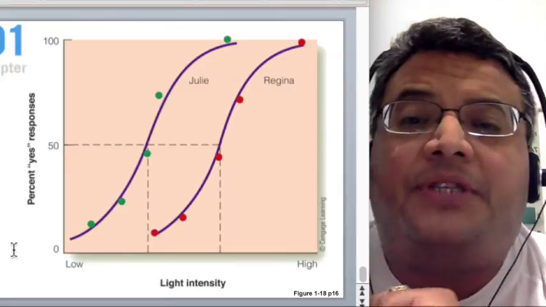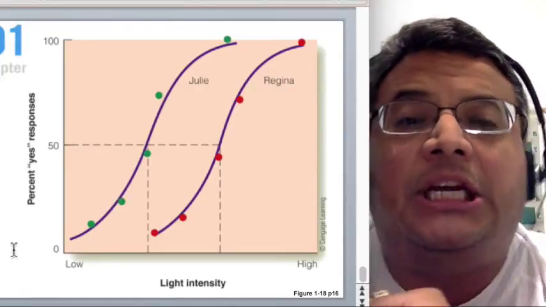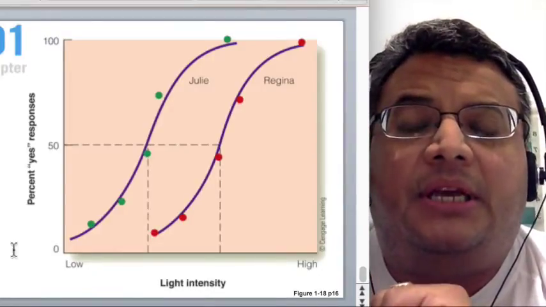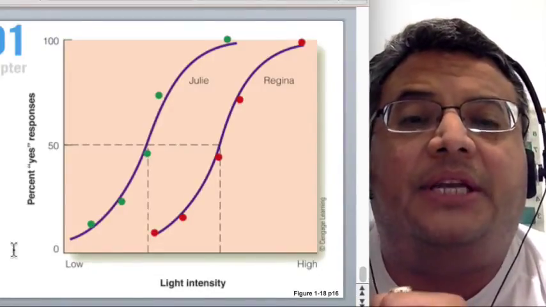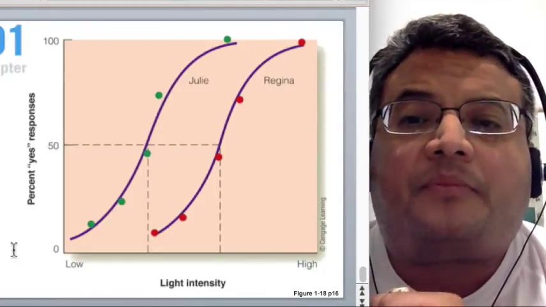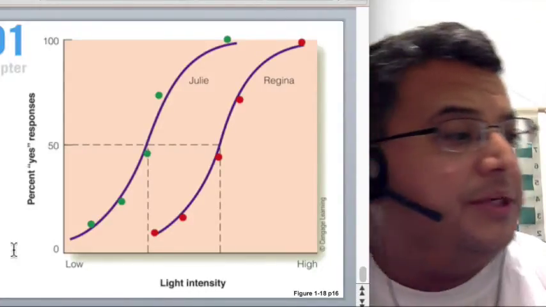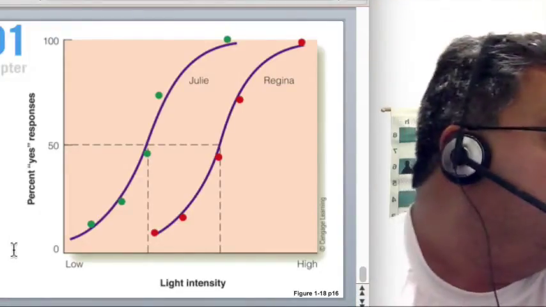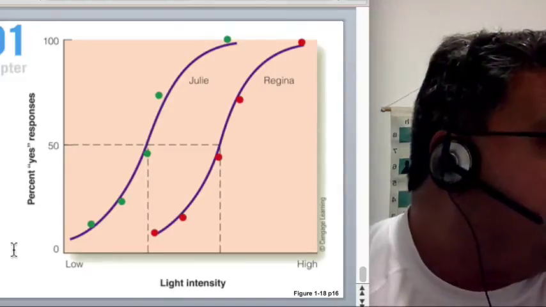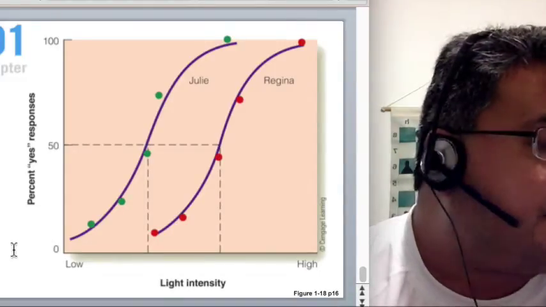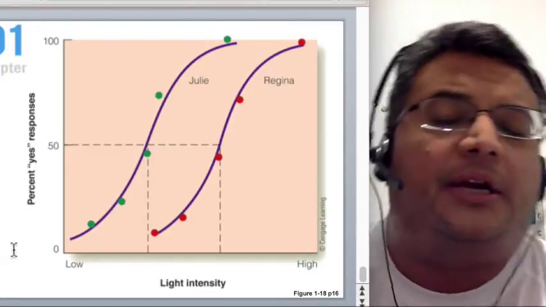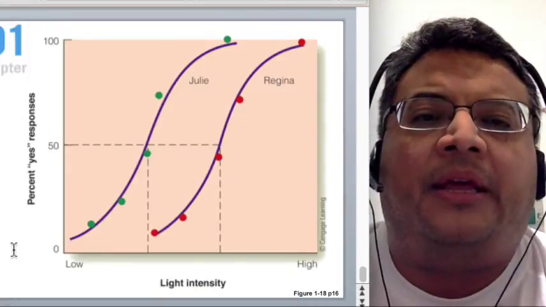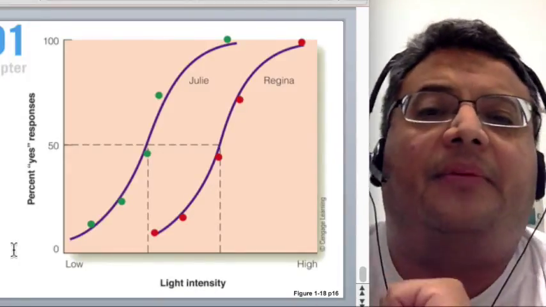So for example, here we have two people, Julie and Regina, and their task was to see if they see a light flashing of different intensities. We're looking for the 50% threshold at which they say they saw something, right? And this is of course the absolute threshold we're trying to determine, right? The point at which they get the stimulus right 50% of the time.